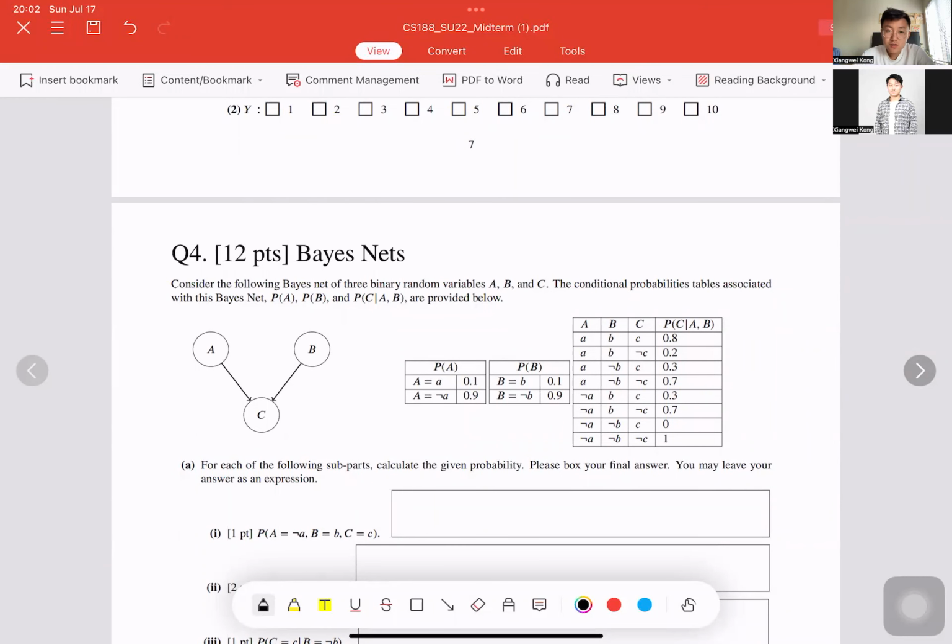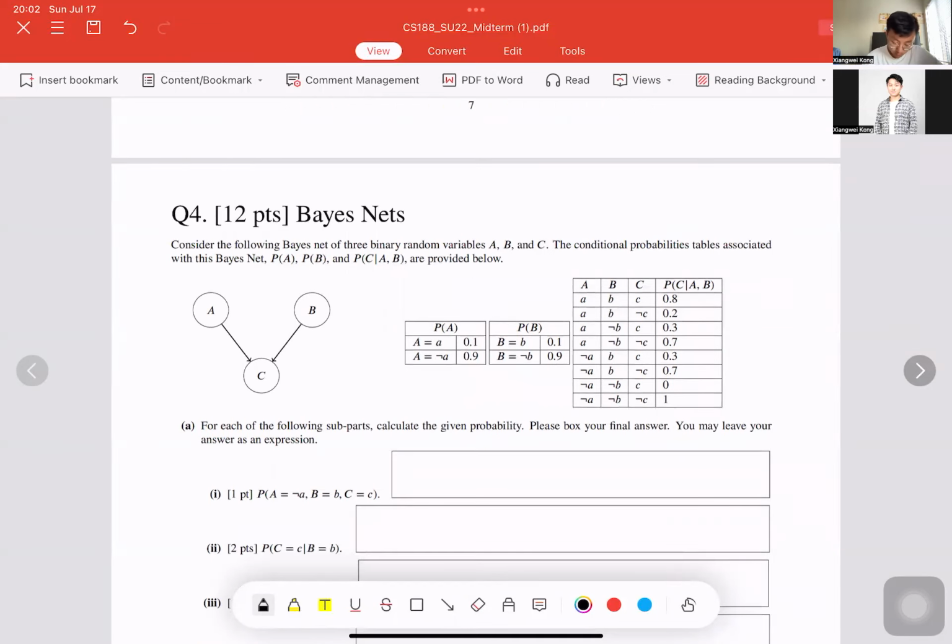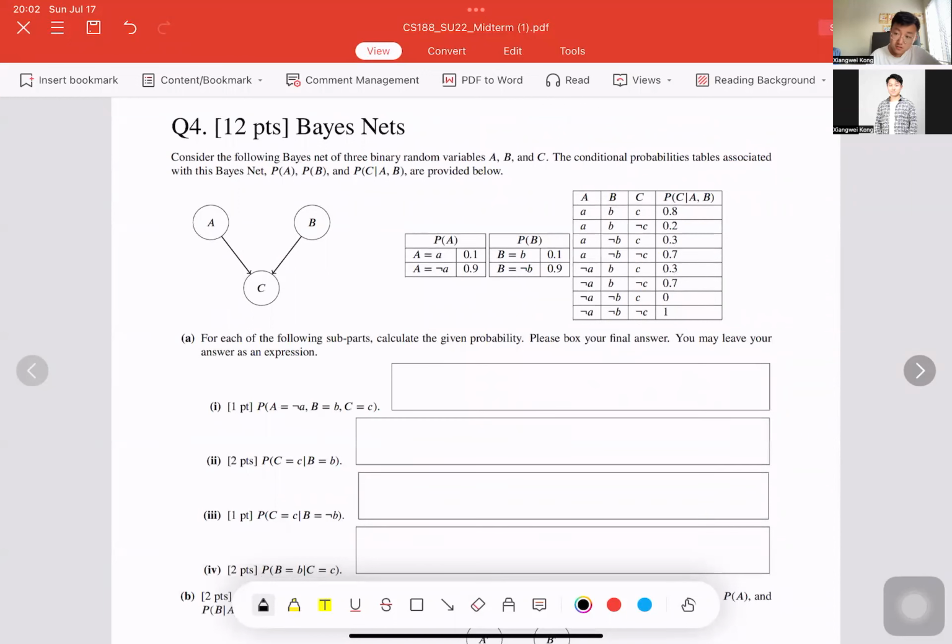Hi, everyone. So next, I will go through question 4, BayesNet. So we have a BayesNet and their CPTs. First, the question asks us to compute a joint probability. So we just find the corresponding place. So it's here.